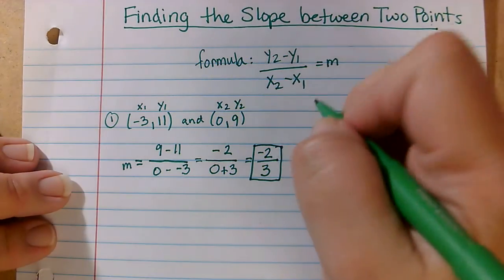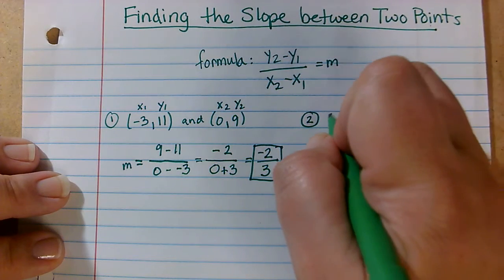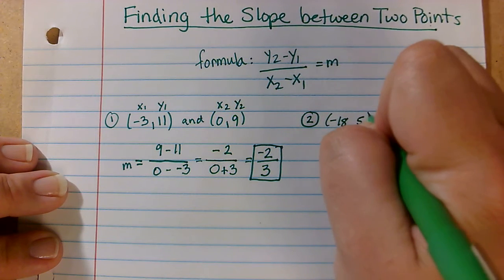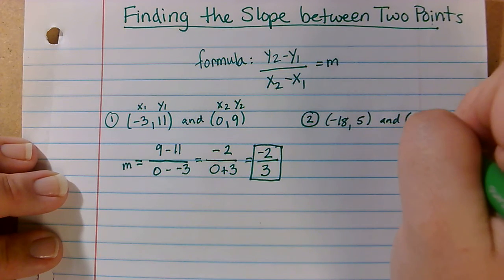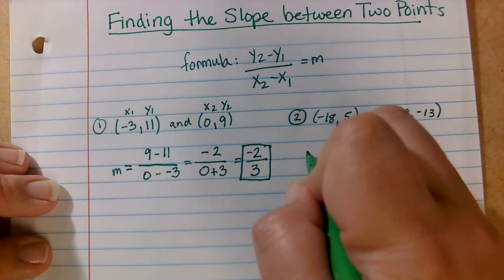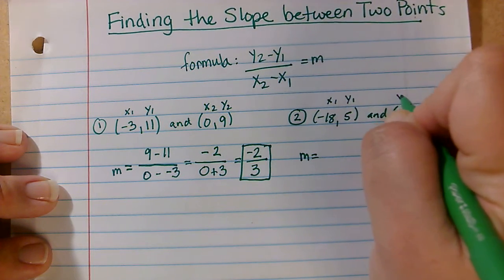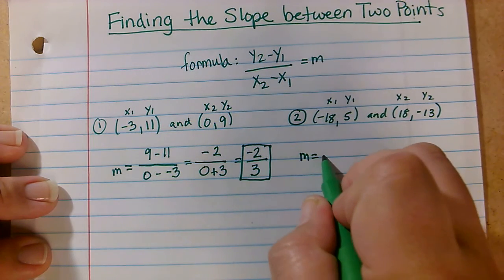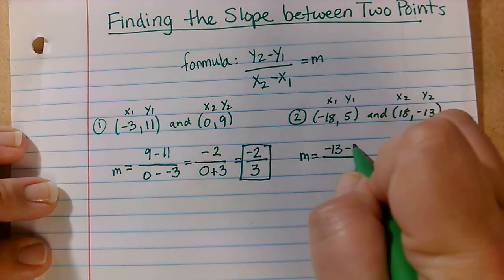A second example would be (-18, 5) and (18, -13). To find the slope between these two, let's use that formula again. Again, I'm going to label them x1, y1, x2, y2. Starting with my formula, I'm going to get the y2 first, so -13 minus 5.